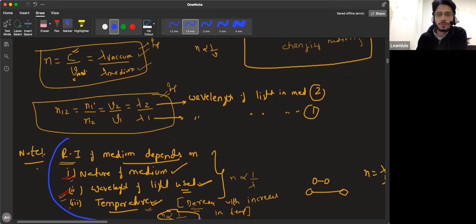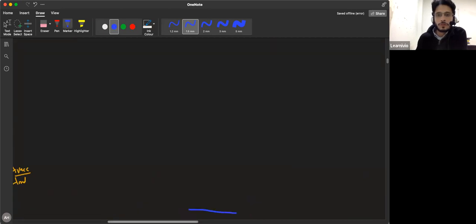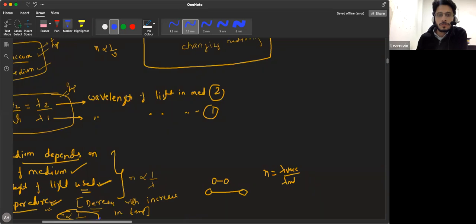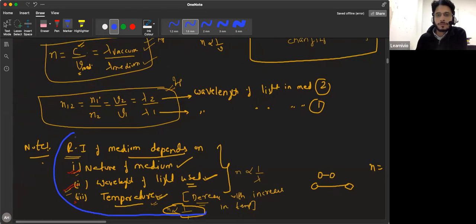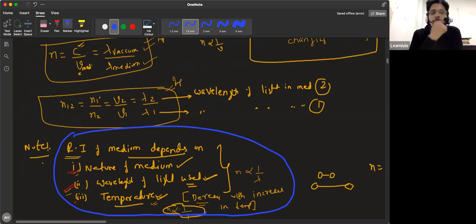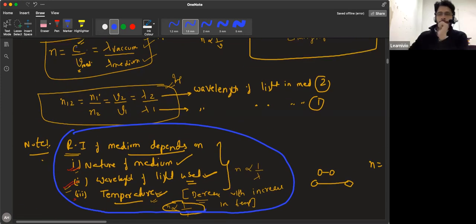Note it down. The refractive index of a medium depends upon the nature of the medium, wavelength of light used, and the temperature. If you increase temperature, then refractive index will decrease, inversely proportional to temperature. So in temperature, you can write it's inversely proportional to temperature, right? Decrease with increase in temperature.